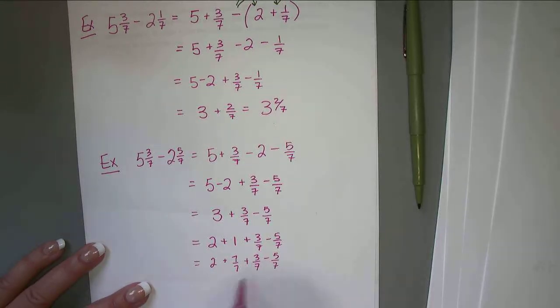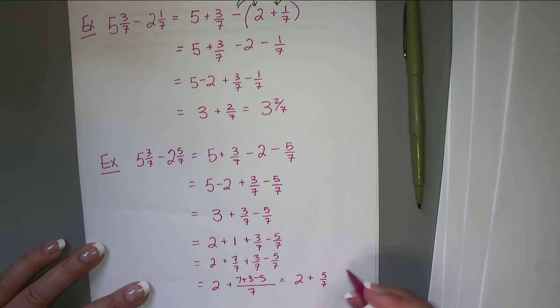the same thing, but we have 7 plus 3 is 10. 10 minus 5 is 5. So this is over 7. We have 7 plus 3 minus 5, which is 5. So 2 and 5/7. And we'll do a couple more of these.